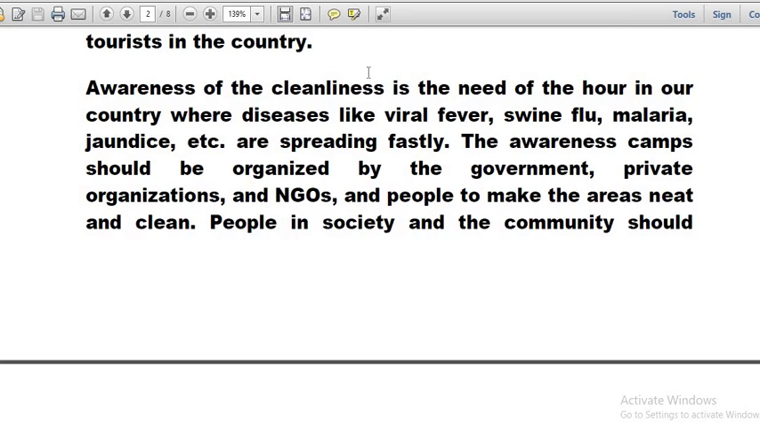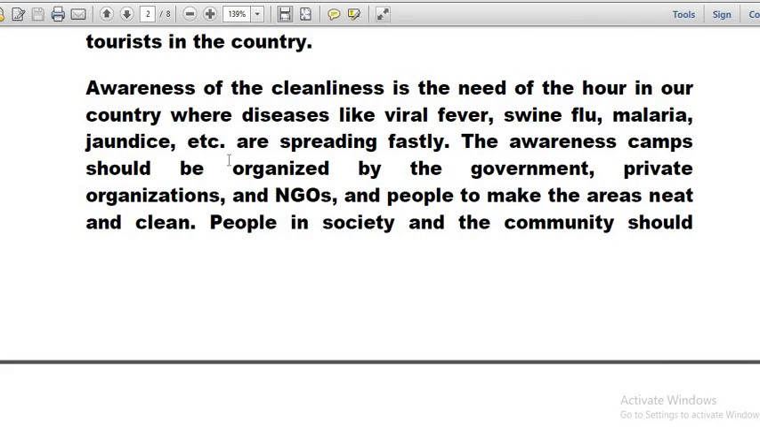Awareness of the cleanliness is the need of the hour in our country, where diseases like viral fever, swine flu, malaria, jaundice, etc. are spreading fast. I would like to say that these diseases are spreading fast. Viral fever is there, swine flu is there, malaria is there, jaundice is there. All these things are spreading very fast.